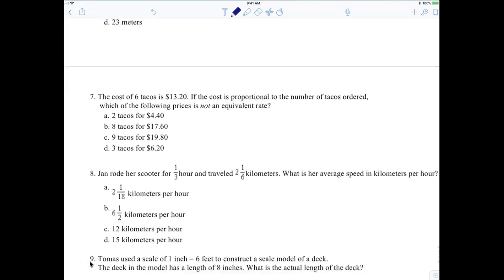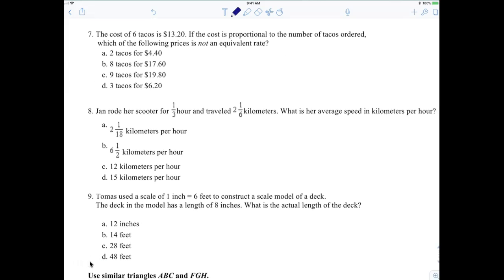All right, so let's take a look at 7. The cost of 6 tacos is $13.20. If the cost is proportional to the number of tacos ordered, which of the following prices is not equivalent? So if you have 6 tacos for $13.20, I would want you to divide that out and tell me what 1 taco costs. For 1 taco, I'd have to divide by 6.